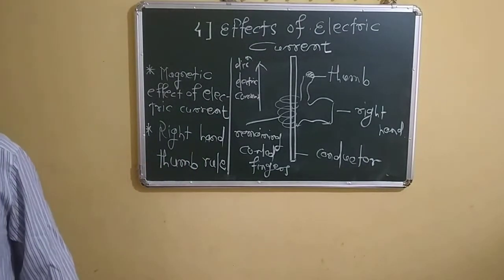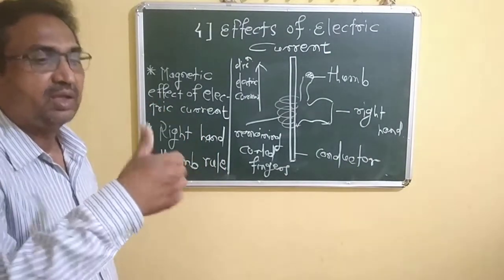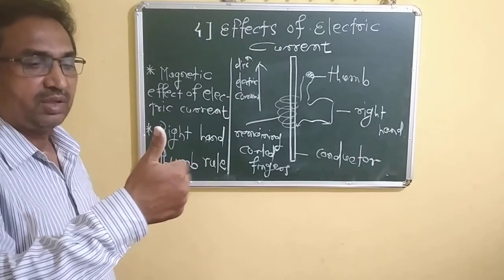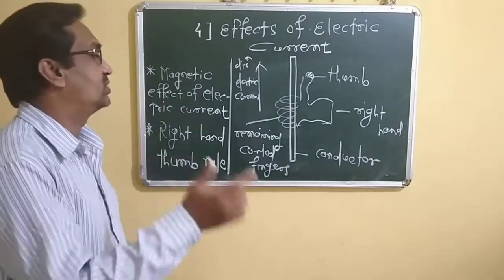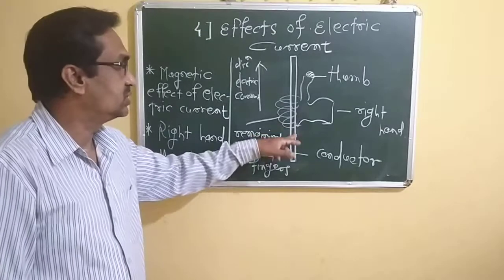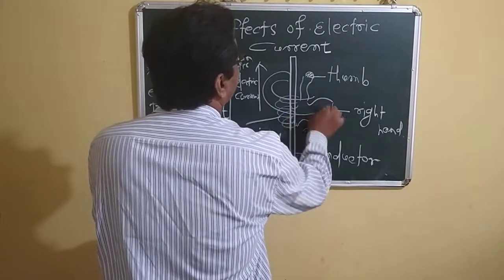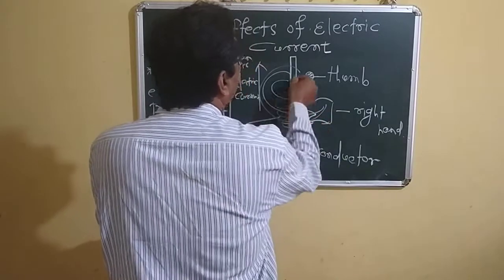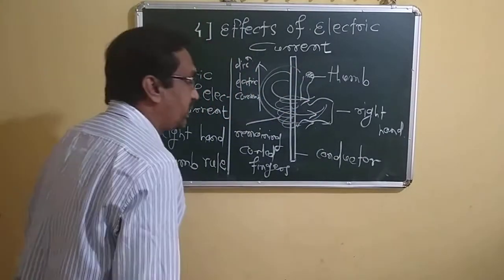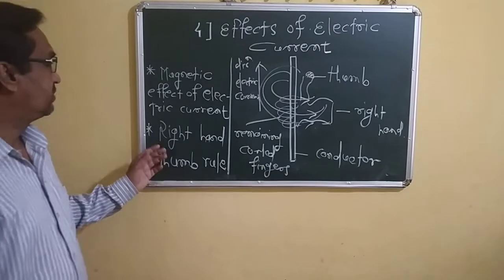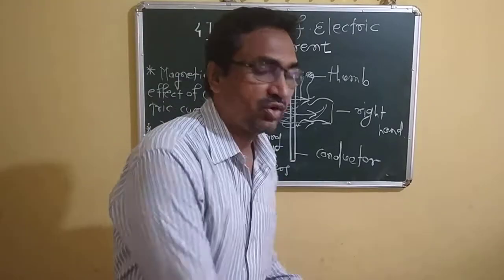Then in such a way that the thumb points in the direction of electric current, the remaining curled fingers around the conductor show the direction of the magnetic field. The direction of the magnetic field is in such a manner, and the direction of electric current is in the direction of the thumb.